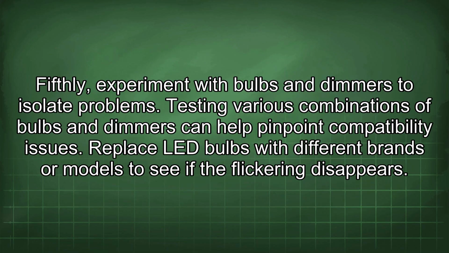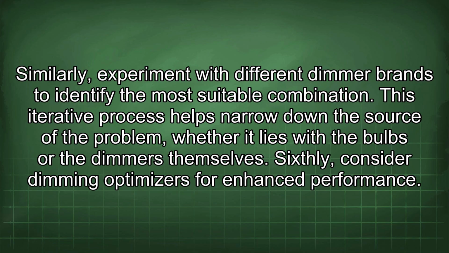Fifthly, experiment with bulbs and dimmers to isolate problems. Testing various combinations of bulbs and dimmers can help pinpoint compatibility issues. Replace LED bulbs with different brands or models to see if the flickering disappears. Similarly, experiment with different dimmer brands to identify the most suitable combination. This iterative process helps narrow down the source of the problem, whether it lies with the bulbs or the dimmers themselves.